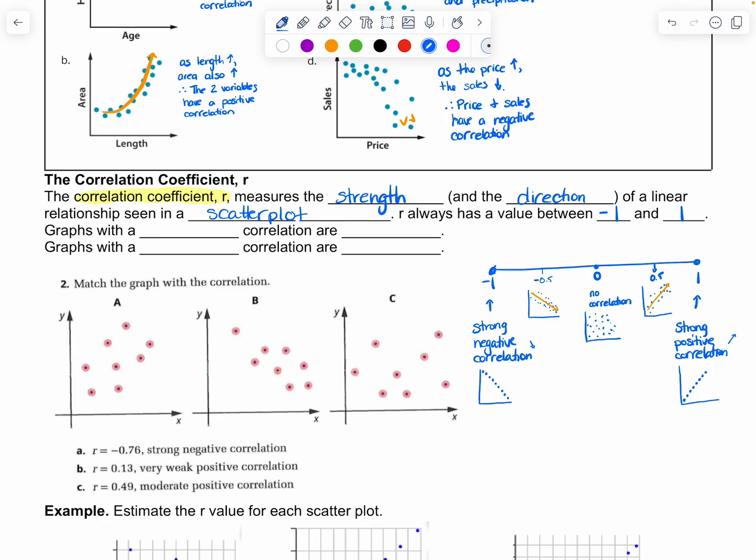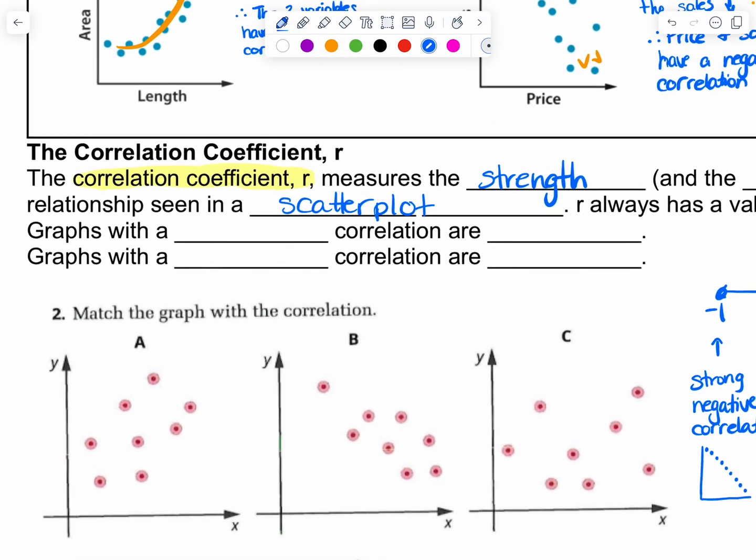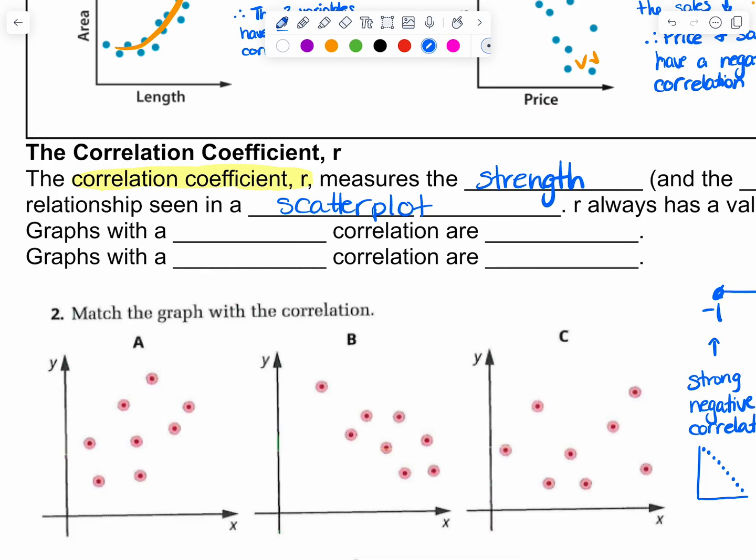Let's just finish filling in this. Graphs with a negative correlation are decreasing. All right, that's stuff we talked about in linear. And then graphs with a positive correlation are increasing.